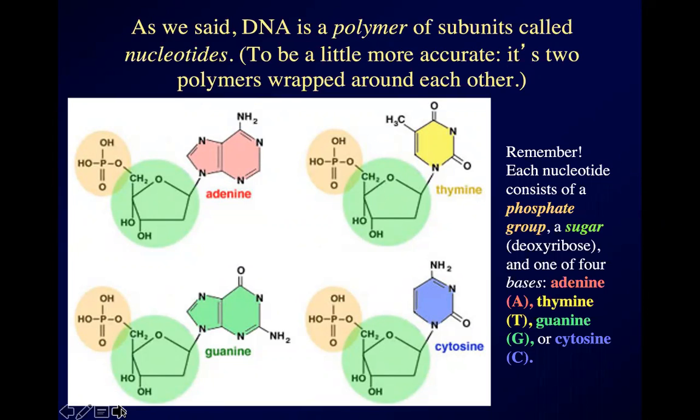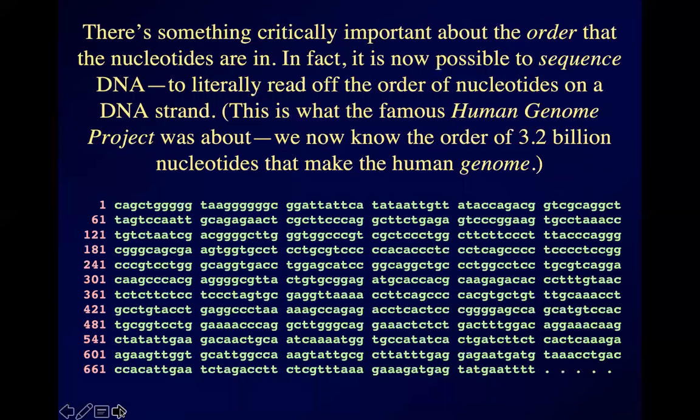So just as all train cars on a train have the same wheels and the same connections, but different stuff on top, all nucleotides have the same sugar and the same phosphate, but they carry different bases: adenine, thymine, guanine, or cytosine. And DNA is a polymer of these, or to be more precise, it's 2 polymers wrapped around each other. We talked about how DNA can replicate because those 2 polymers can unzip from each other and each be used as the pattern to make a new strand.